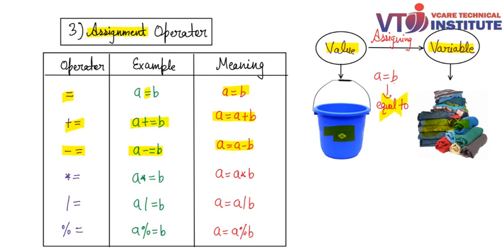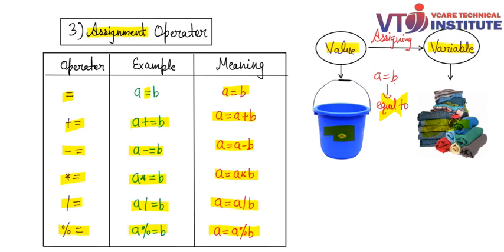Star equal to means multiply, so a is equal to a into b. Then divide equal to, so a is equal to a by b. Percentage equal to b, which means a is equal to a percentage b. So here it should be noted that we are not equating the values, but we are assigning.